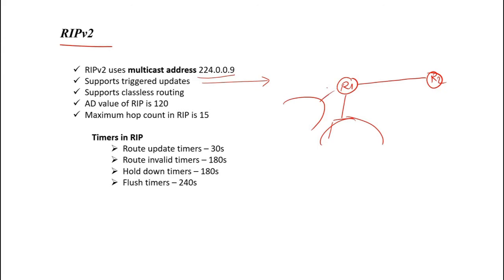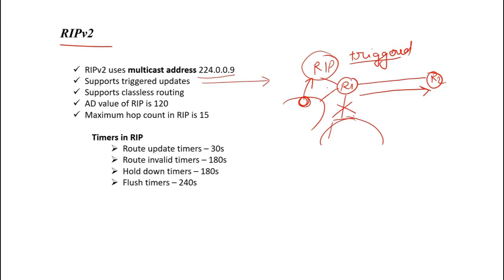All of a sudden, a new network is introduced. Once you introduce the new network, you make configuration changes on RIP and advertise this network inside RIP. Because this is a triggered update, router 1 immediately comes to know that something new has happened, so it triggers an update, and that update is sent to router 2. Now you may be thinking, what happens if the triggered update does not happen, or if any changes happen?